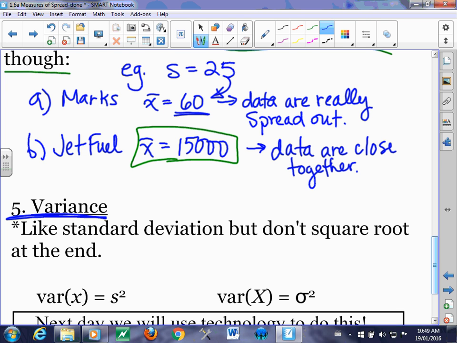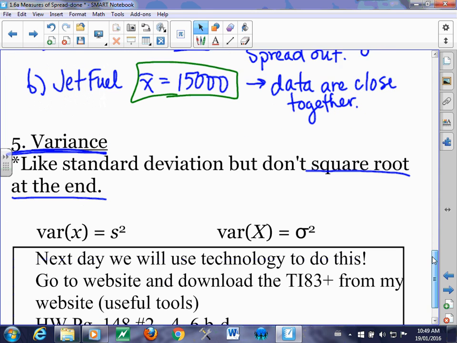The last one I want to take a look at is variance. Variance is attached to standard deviation, and you just don't square root it. So it's tied in with standard deviation, and I don't want you to worry about it. It's on your formula sheet.